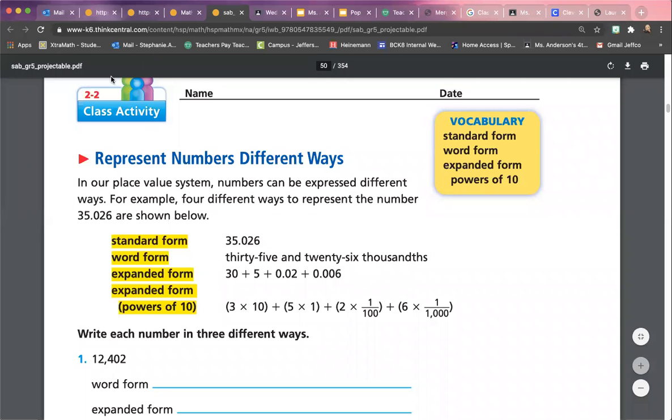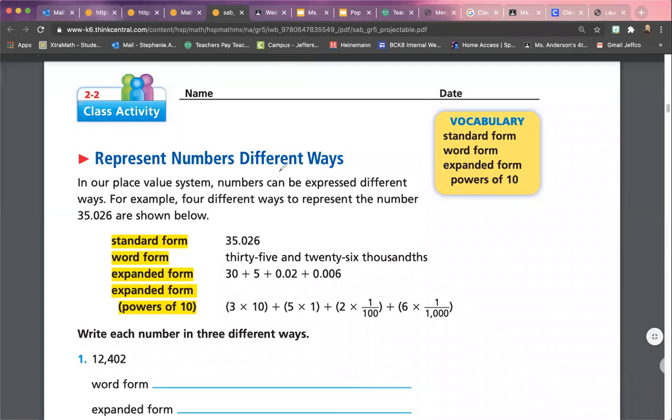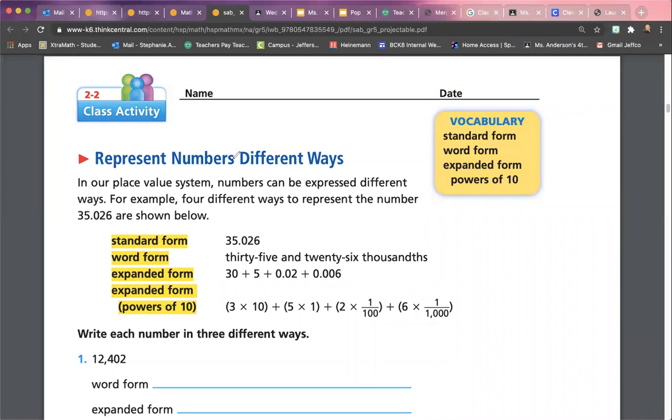And just like we can do with expanded form, word form, like we can do with whole numbers, we can actually do this with decimals too. It doesn't change, it's just the way it's written is going to look a little bit different in expanded form. So our standard form is always just like I like to call the regular way. This is just with the numbers. In this case, you'll see numbers and decimals.